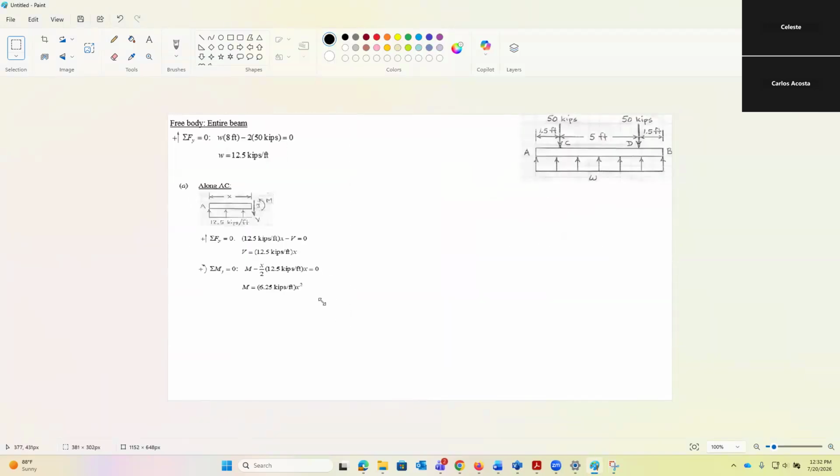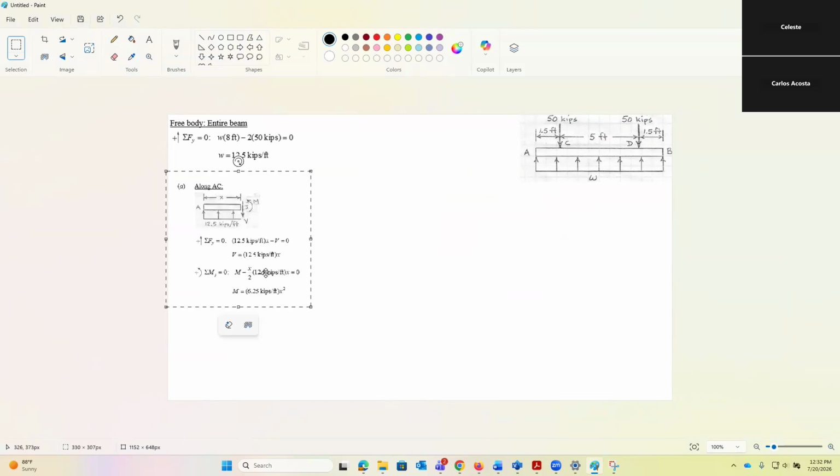From A to C. Since we have a distributed load, we have to use a variable x, since it says the distributed load is gonna be a slope or a curve. It's not gonna be a single point. It's not gonna be a line. We're drawing this as a slope or a curve. So that's why we need to do a continuous sweep.